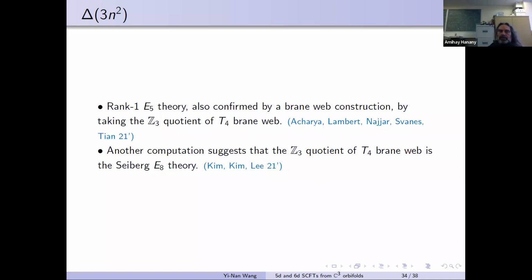Can all the delta 3n squared theories be computed by a Z3 quotient of the Tn theory? I think so, but actually, in their paper, they only study n equals 3 and n equals 4 in a detailed way. I don't really know why, because it seems like it should be possible to do this in general.